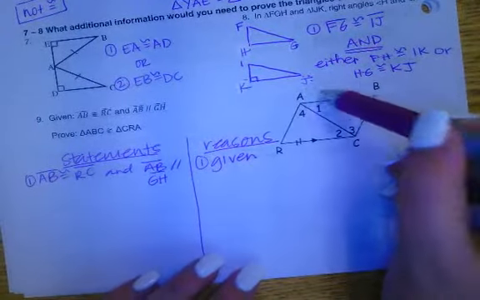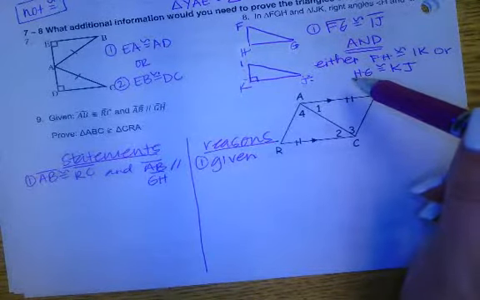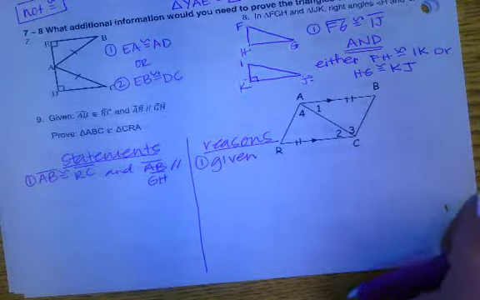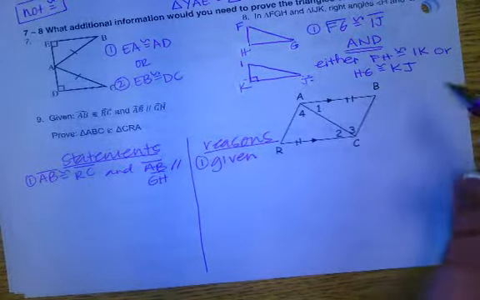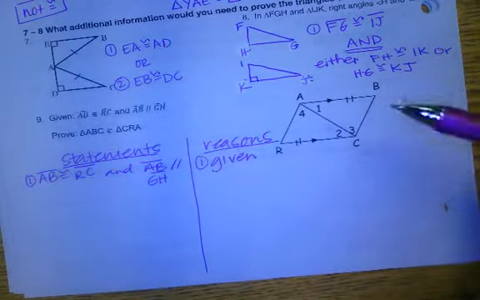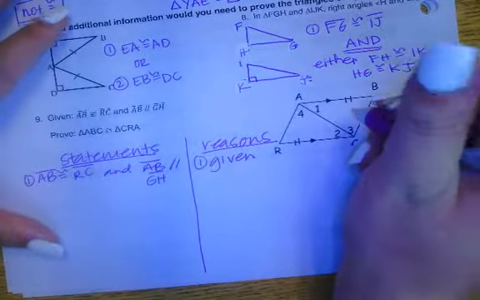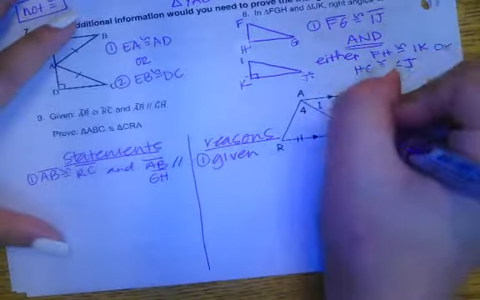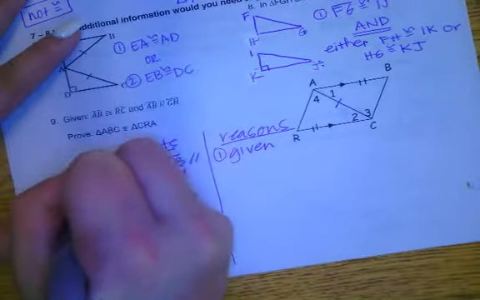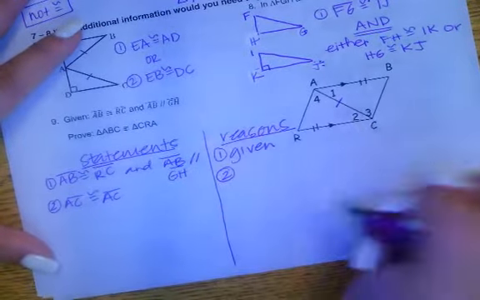Are we going to be doing hypotenuse leg? No, because there's no right angle. So we're either trying to prove side, side, side, or side, angle, side. What's another side that they share or have congruent? AC. And what property is that called? Reflexive.